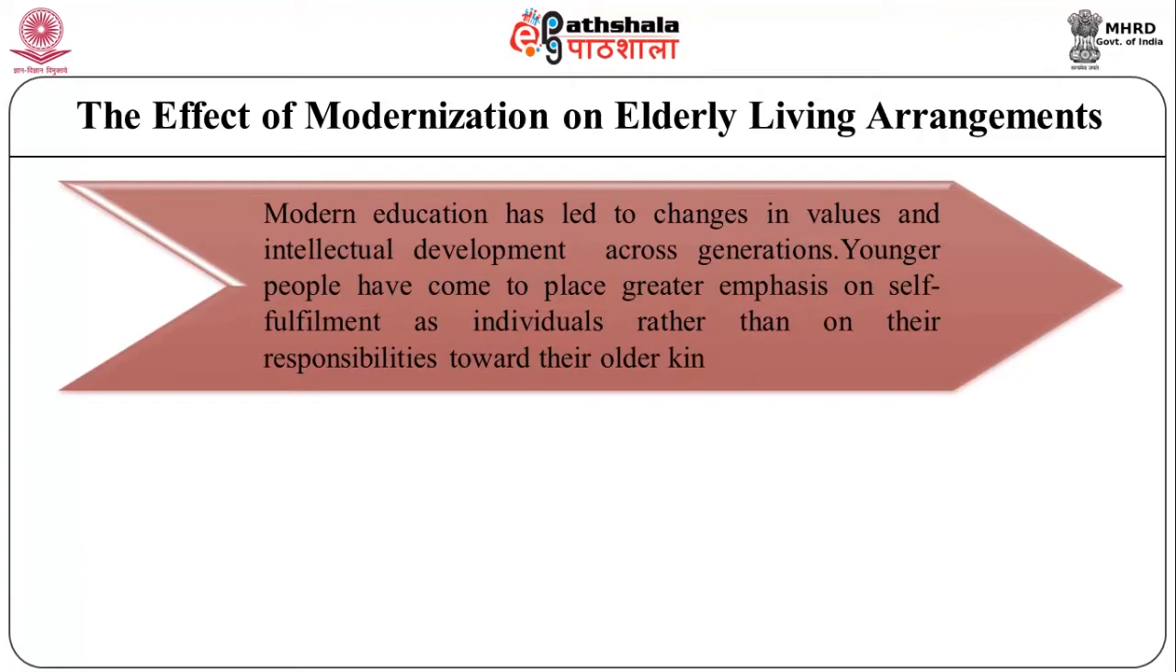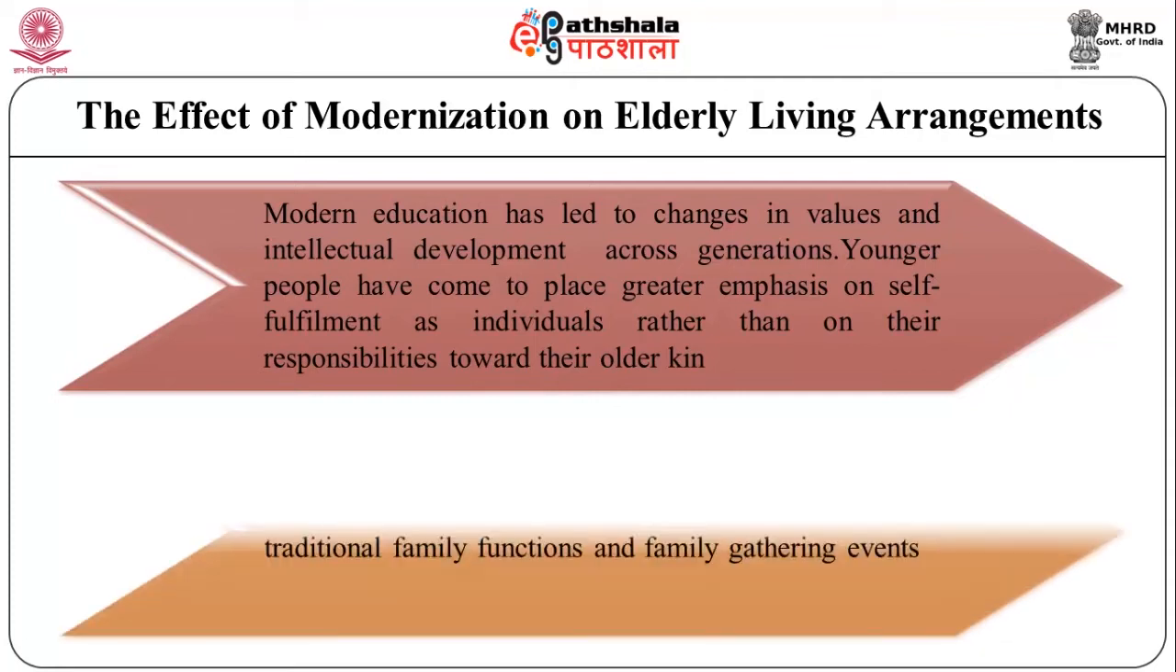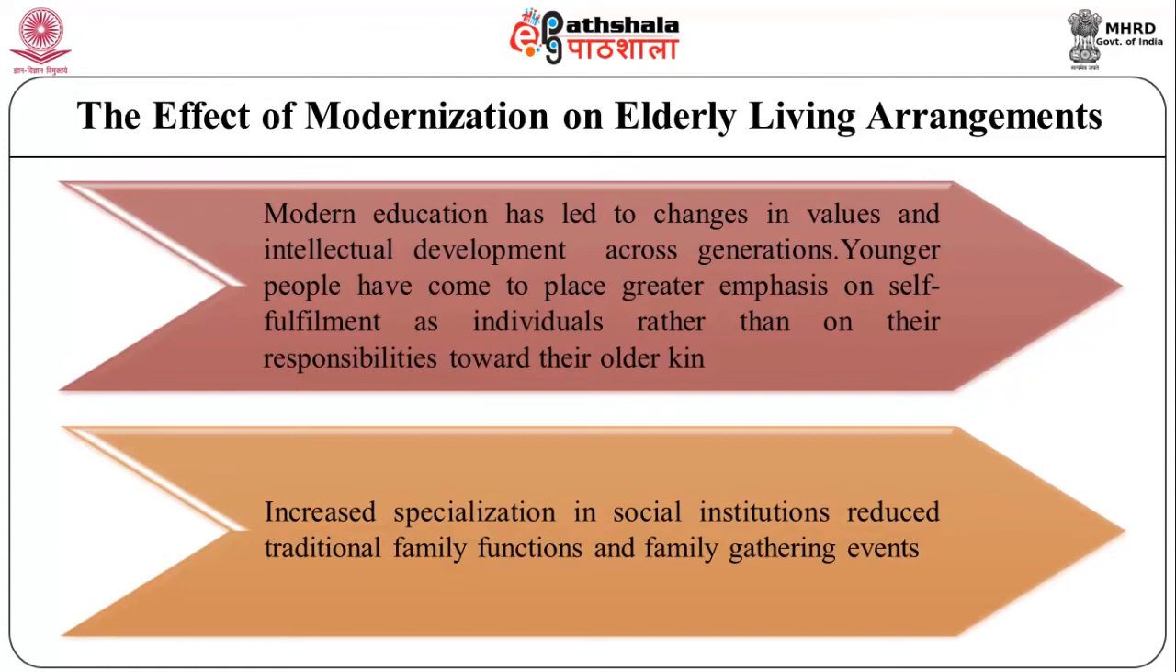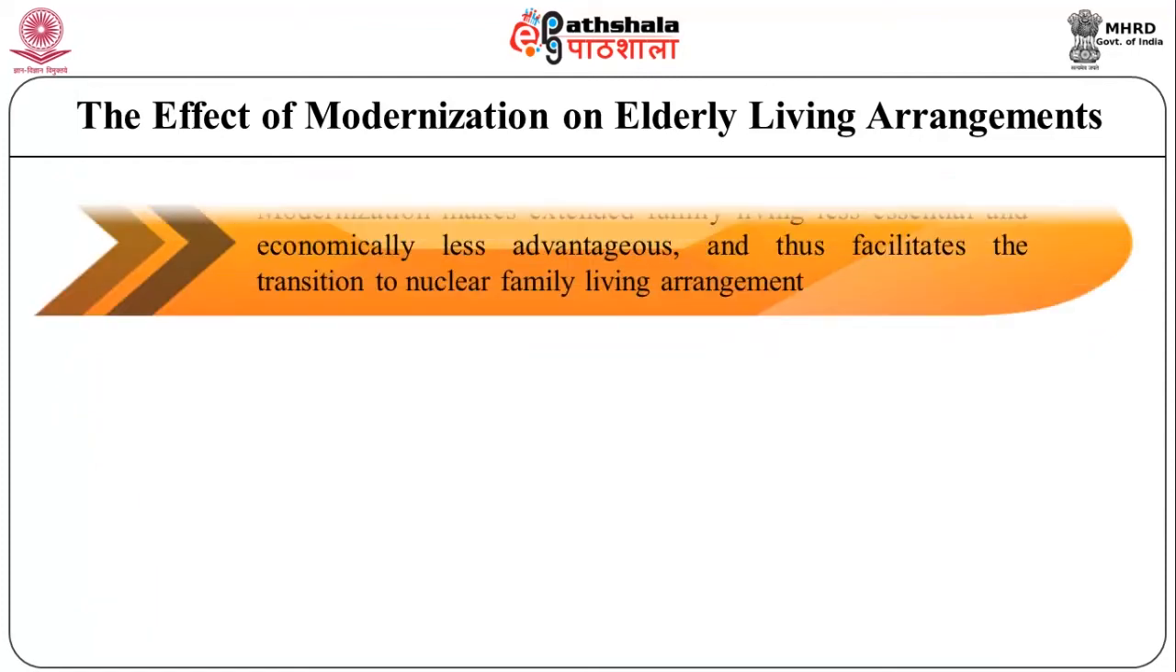Modern education has led to changes in values and intellectual development across generations. Younger people have come to place greater emphasis on self-fulfillment as individuals rather than on their responsibilities towards their older kin. Increased specialization in social institutions reduced traditional family functions and family gathering events.